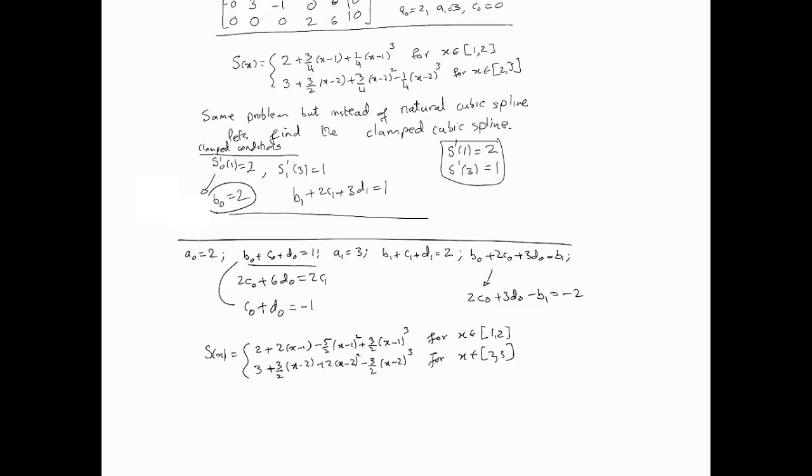So this brings us to the end of this example. We've looked at two examples, one with the same 3 data points, the natural cubic spline and the clamped cubic spline. We'll stop here.